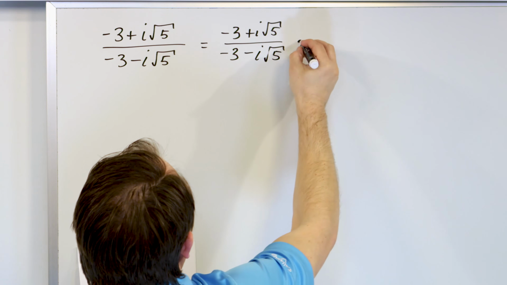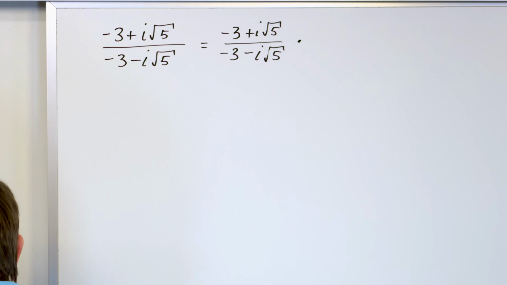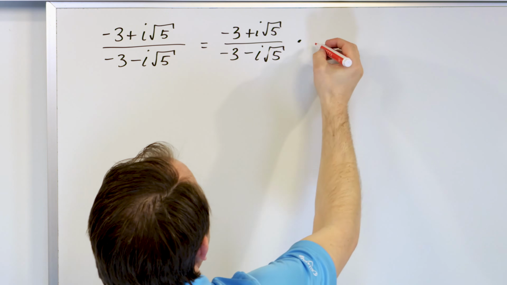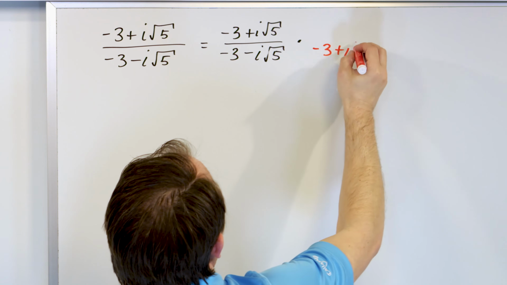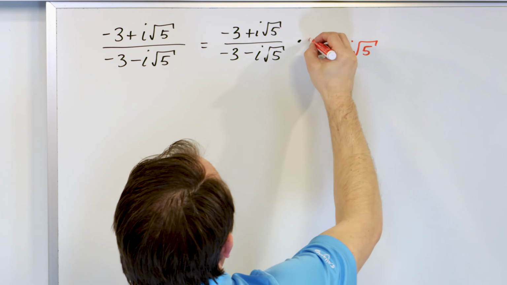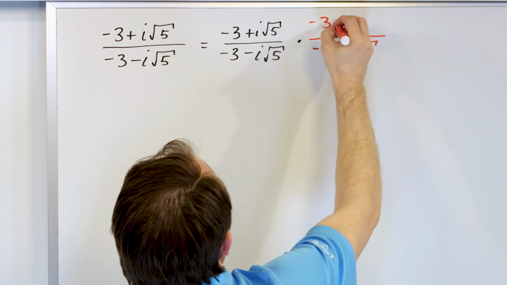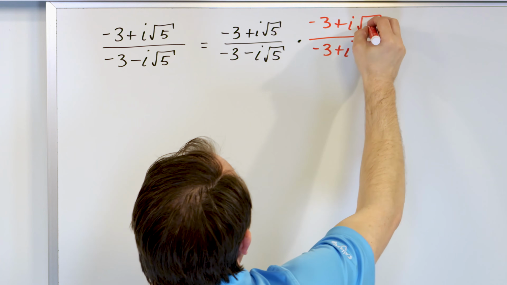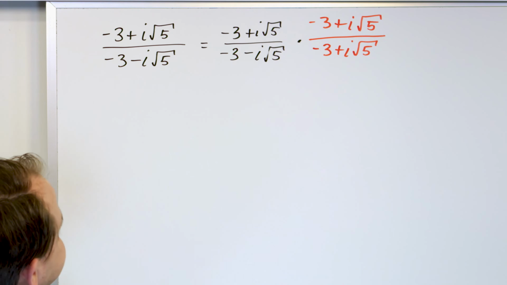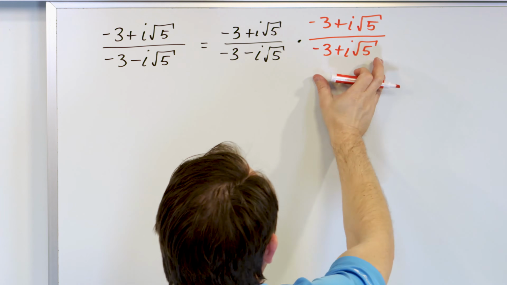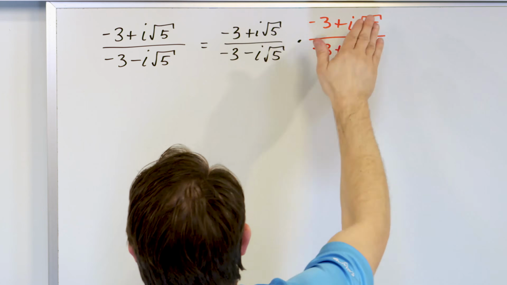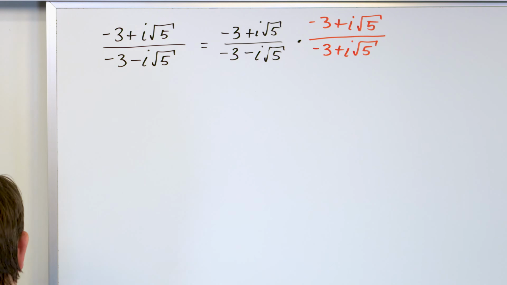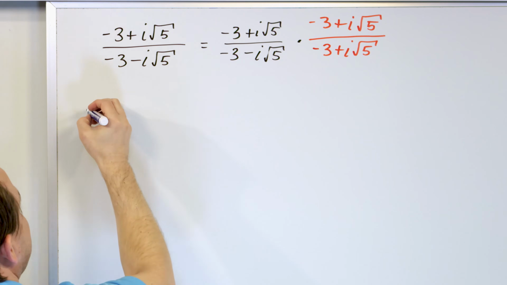And in order to do this, we're going to have to multiply by 1, but we'll do it in the form of a complex conjugate of the bottom. -3 plus I root 5 over -3 plus I root 5, like this. So we're multiplying by 1. And we have FOIL going on when we multiply the tops and on the bottoms. And so we just have to take that one step at a time.